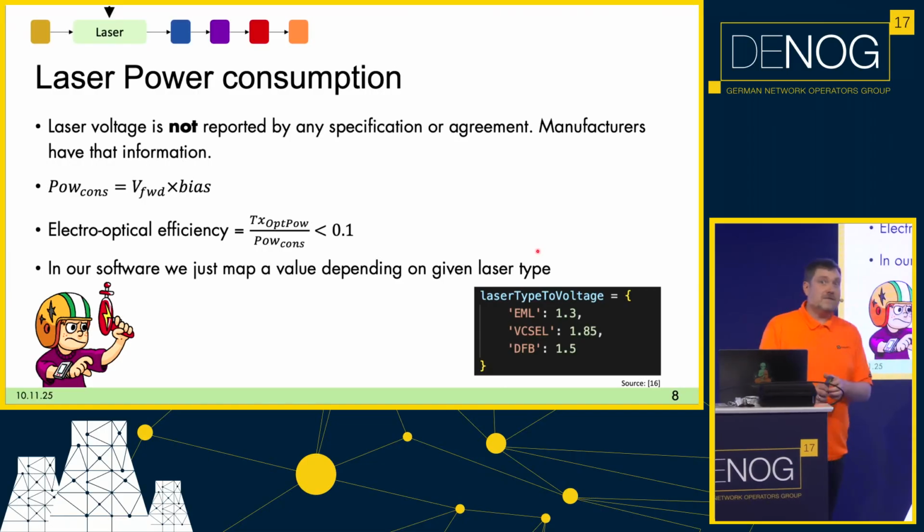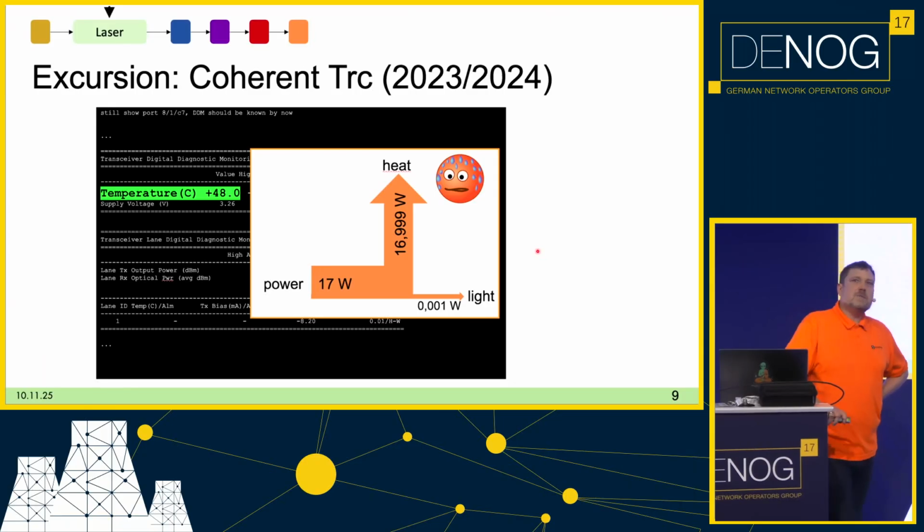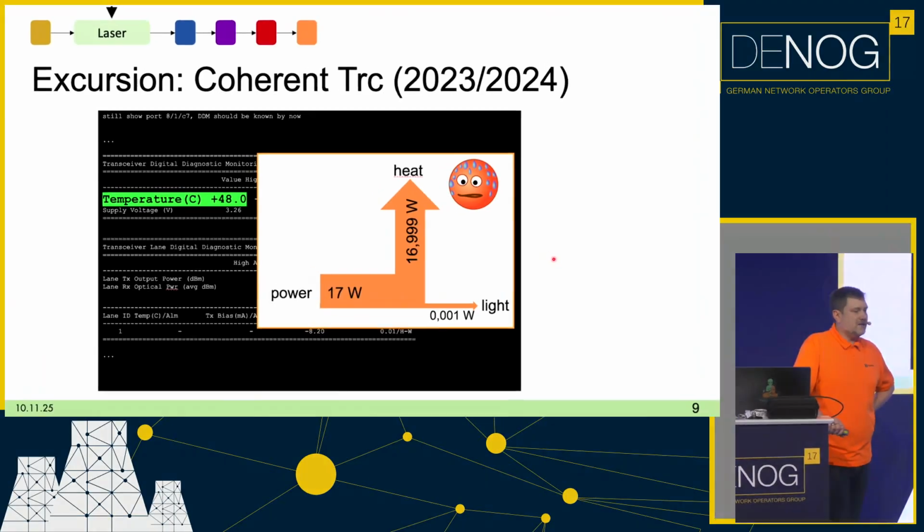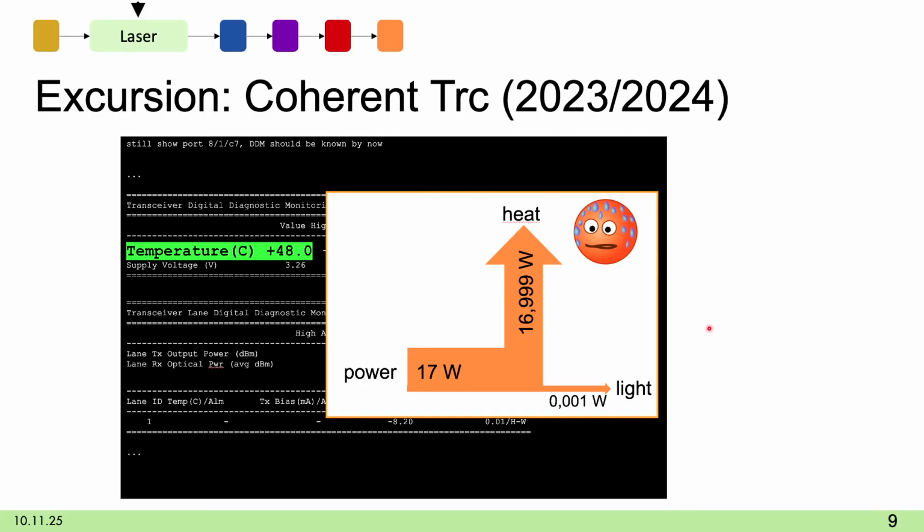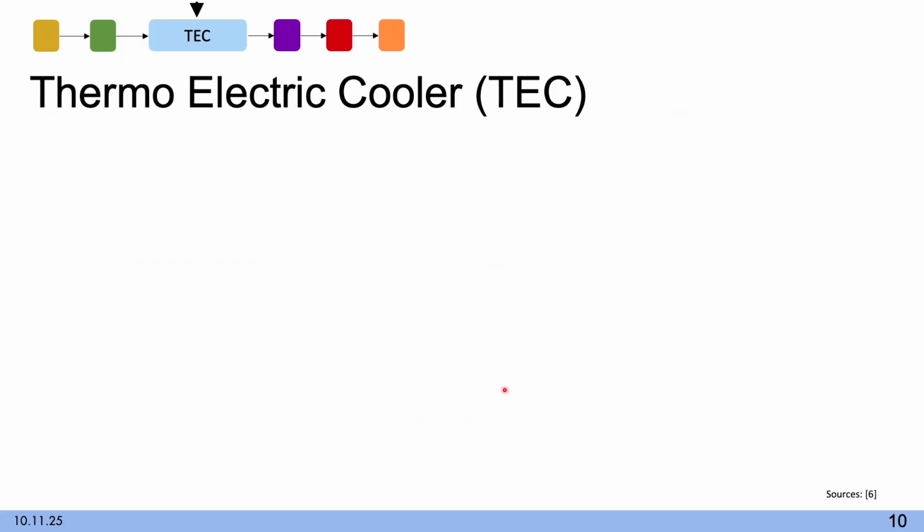And it's like a 10-fold value, which brings up the question, well, you might remember the coherent transceiver talk we gave two years ago at DENOG in Berlin, not here, in Berlin. For example, a coherent transceiver draws a lot of power. You require, with this example, ZR 17 watts, and the laser is sitting here in between. In the end, it also produces heat, because what you're interested in is the light, and that's minimal, to say the least.